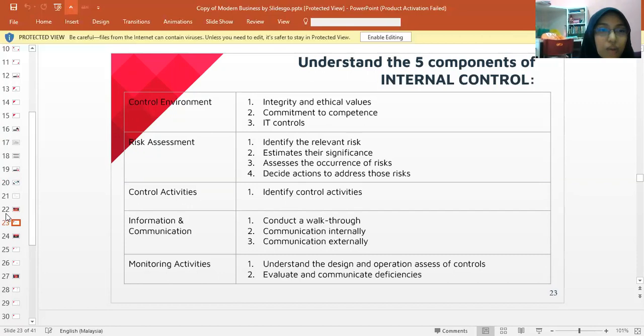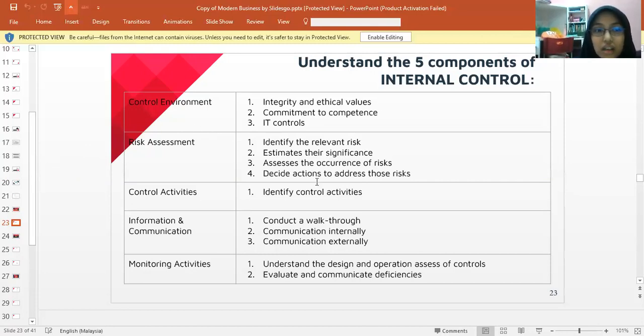Next, risk assessment. Auditor understand how management consider the risks that are relevant to the revenue process, estimate the significance, assess the occurrence of the risk, and decide the action to address those risks. The risks such as the risk of new competitors and the development of new technology. Next, proceed to control activities.